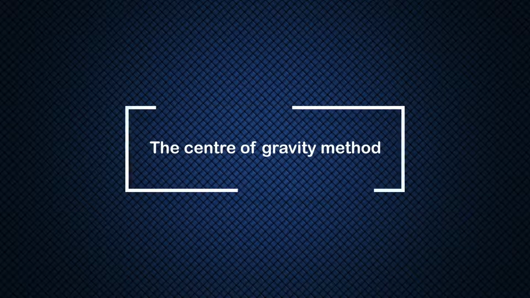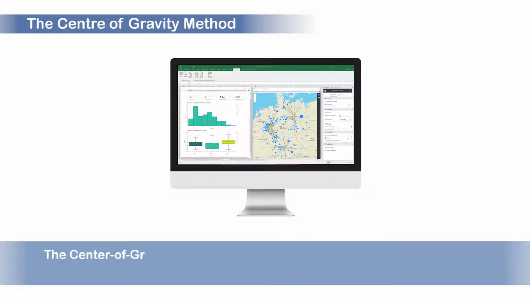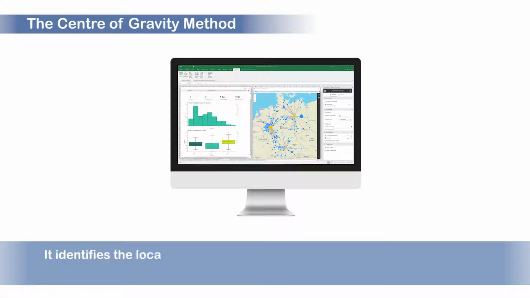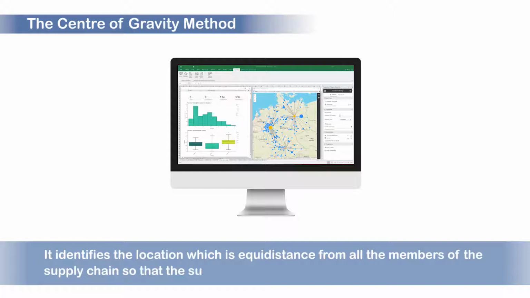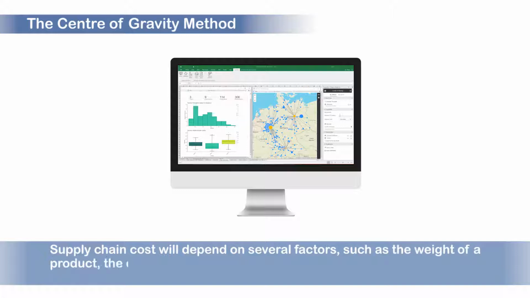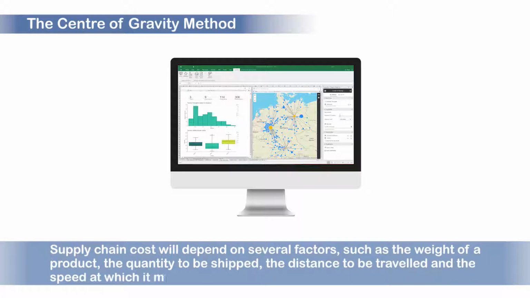The center of gravity method. The center of gravity method is a mathematical technique which is used to identify the best possible location for facility decisions. It identifies the location which is equidistant from all the members of the supply chain so that the supply chain cost is minimized. Supply chain costs will depend on several factors such as the weight of the product, the quantity to be supplied, the distance to be traveled, and the speed at which it must travel to satisfy the requirement of the customer.